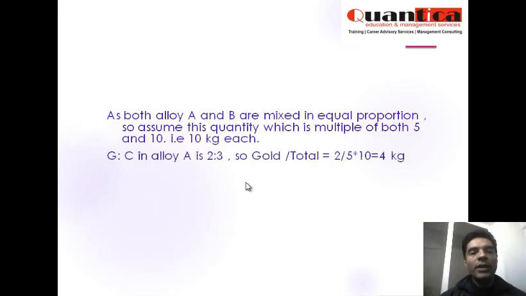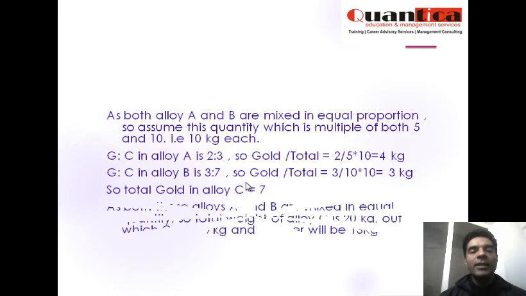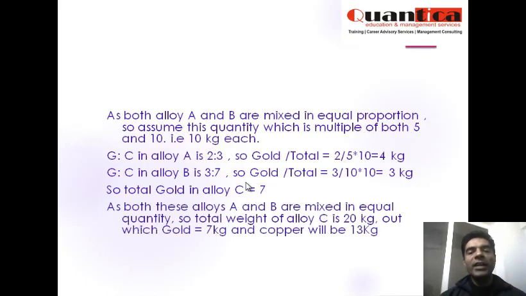Now gold to copper in alloy A is 2:3. So the gold proportion to total will be 2/5 of 10, which is 4 kg, which will be there in C. Similarly, in B, gold to copper is 3:7, so gold to total will come out to be 3/10 of 10, which is 3 kgs. So in C, the total gold will be 4 plus 3, that is 7 kgs, and C is of 20 kgs. So out of 20 kgs of C, if 7 kg is gold, the remaining 13 will be copper. That means gold to copper in alloy C will come out to be 7:13.